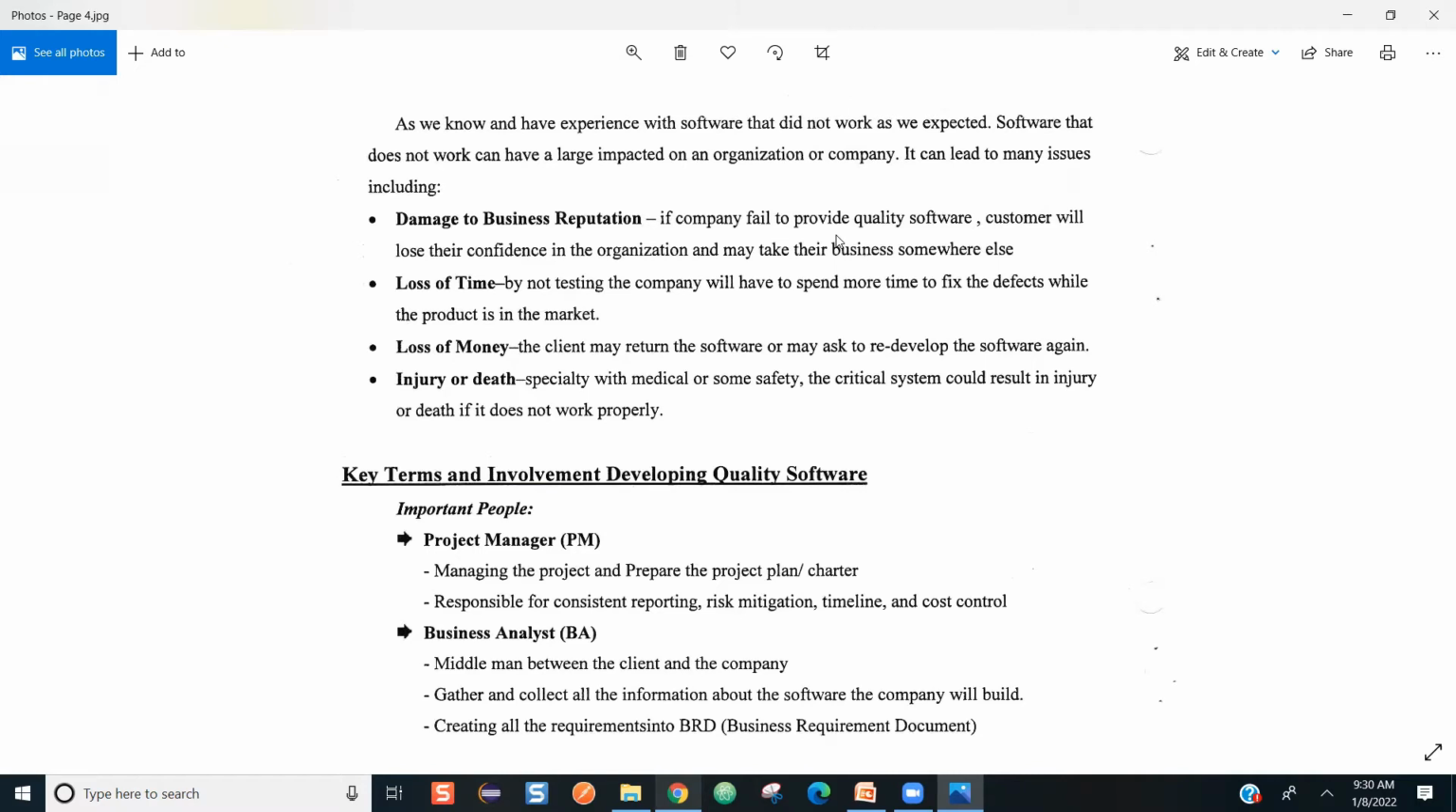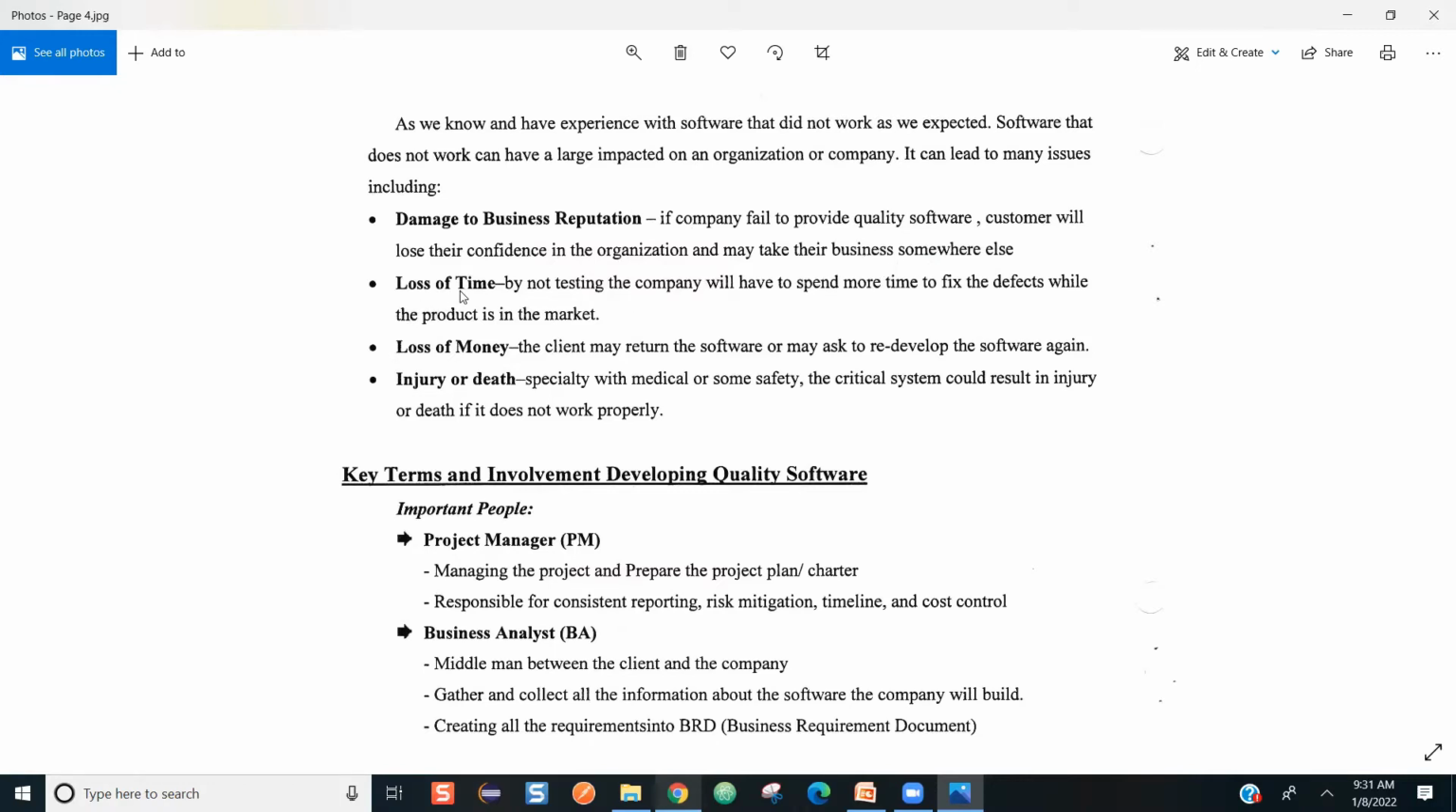What could happen if the software is buggy? The software has so many defects. So, damage to business reputation, for example. If the company fails to provide quality software, the client will lose confidence in the organization and may take their business somewhere else.